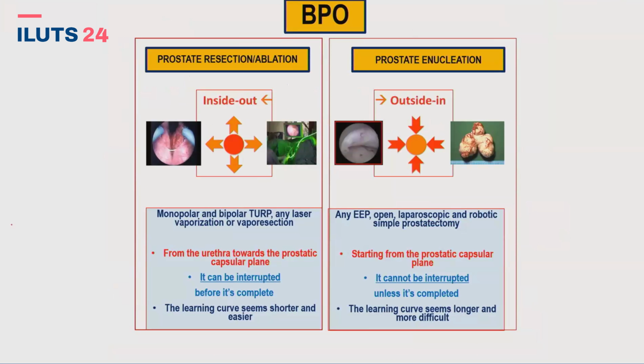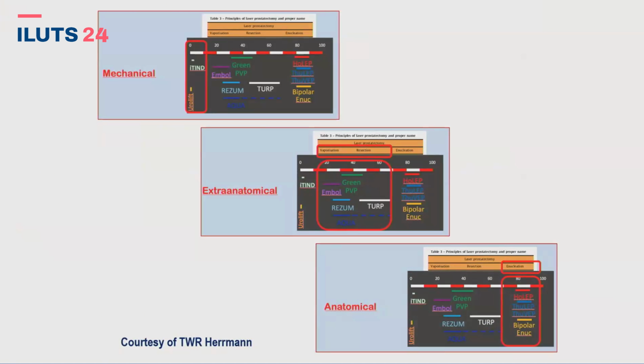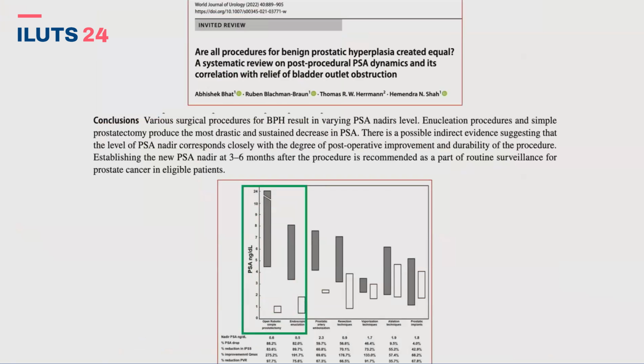So with doing the prostate enucleation, we are coming back to the original technique, and this is the technique that is removing all the prostate. And when we speak about the different techniques, we have mechanical techniques now. I think that we saw Urolift a lot. We have an extra anatomical surgery, and we have the anatomical surgery, and anatomical surgery is enucleation.